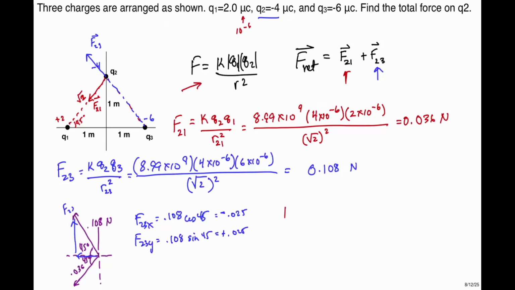Okay, let's do F21x. F21x is also pointed to the left here. Is it touching the 45-degree angle that's below the x-axis? Yeah, so sine or cosine? Cosine, so it's going to be 0.036 cosine 45. F21y is 0.036 sine 45.